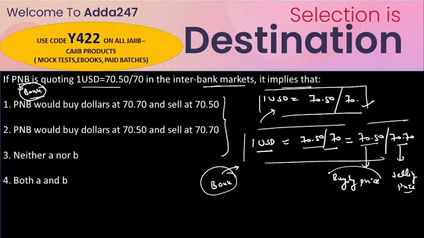That means if the bank has to buy, the bank would buy at 70.5 and sell at 70.7. Okay, fine, I think this is clear.